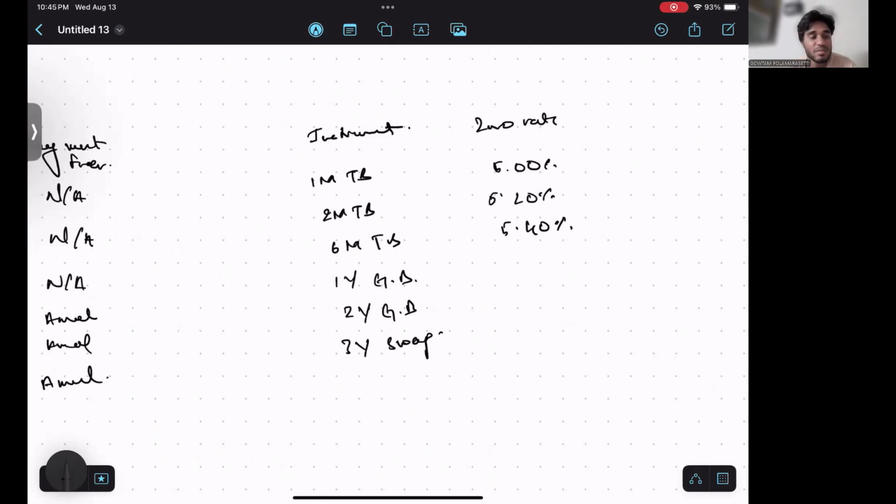So in this table, we can see that we already know the zero rates for 1 month treasury bill, 2 months treasury bill, and 6 months treasury bill. We have to find the zero rates for 1 year government bond, 2-year government bond, and 3 year swap.